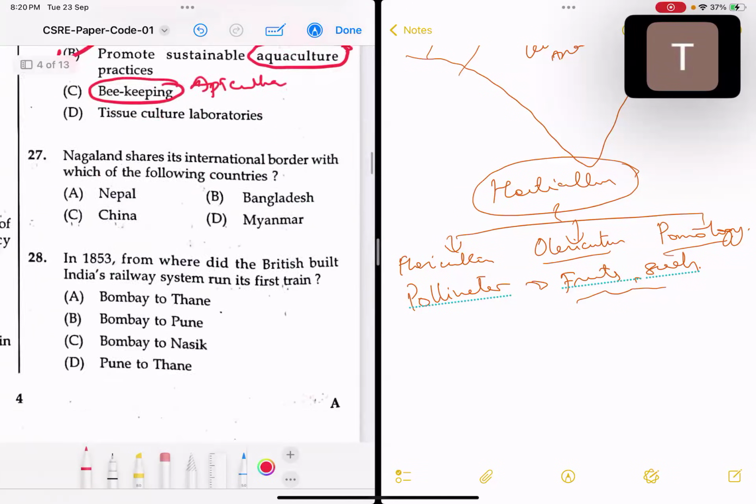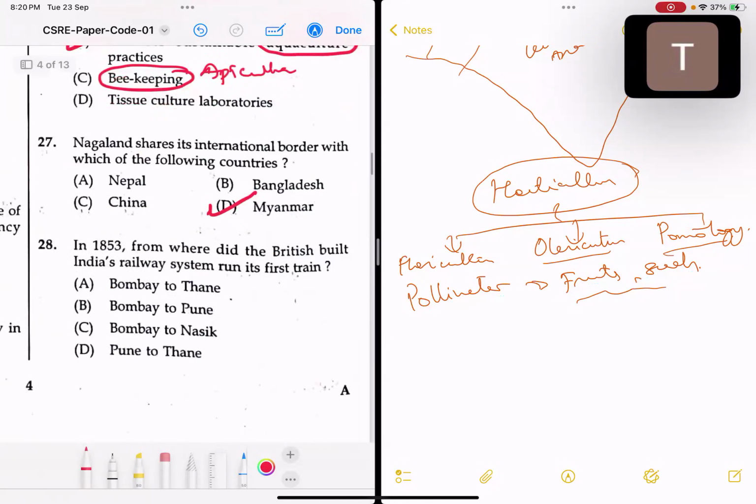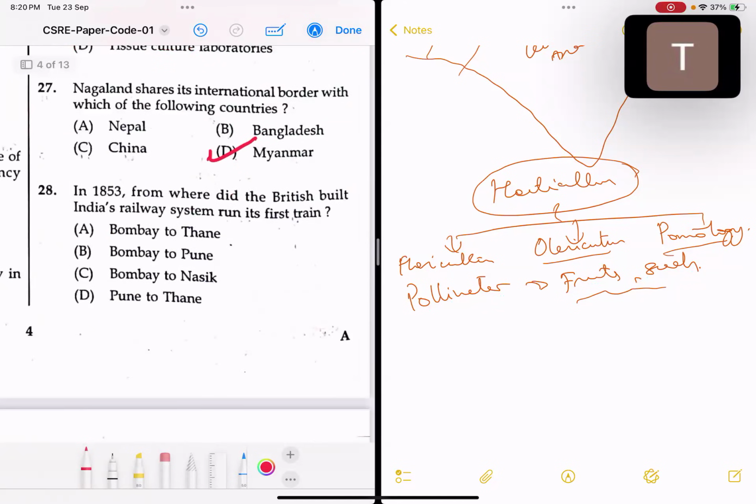Question number 27. Nagaland shares its international border with which of the following countries? So it's D, Myanmar. Question number 28. In 1853, from where did the British build the Indian railway system to run its first train? We are all aware that the first railway was from Bombay to Thane. Just remember that it was during the time of Lord Dalhousie.